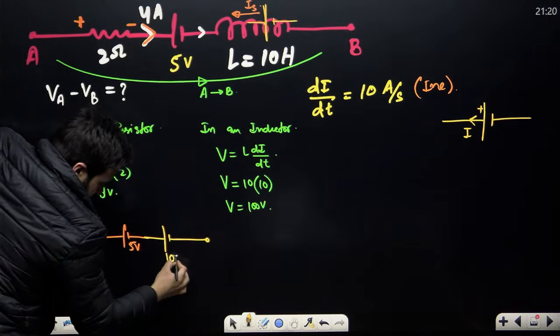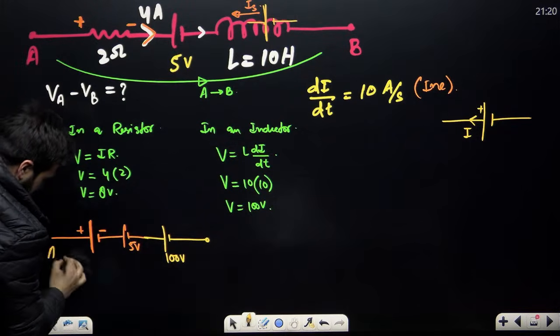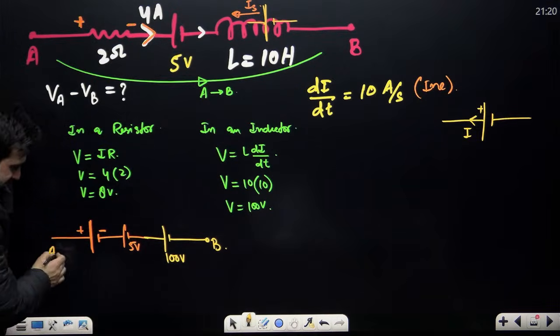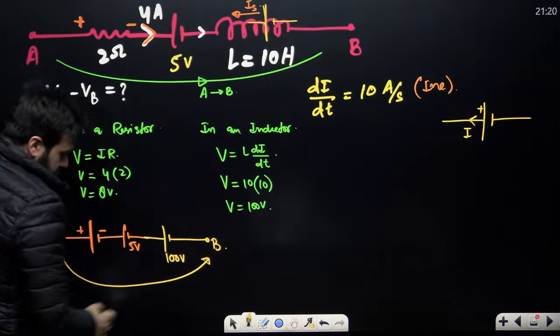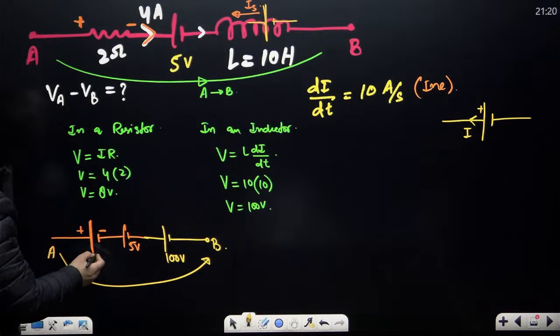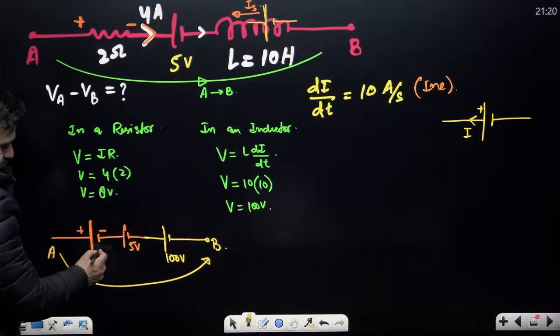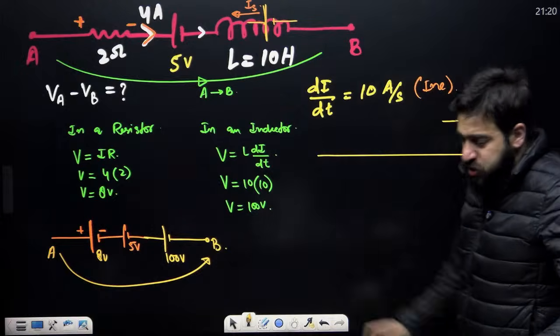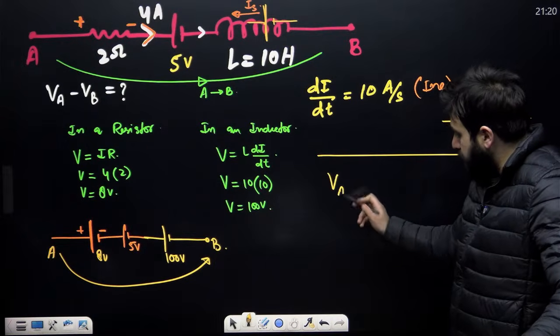And this will be 100 volts. This is A and this is B. Now you have selected the path from A to B. The potential difference of this is 8 volts. If you have selected the path from A to B, first you will mention the potential of A.